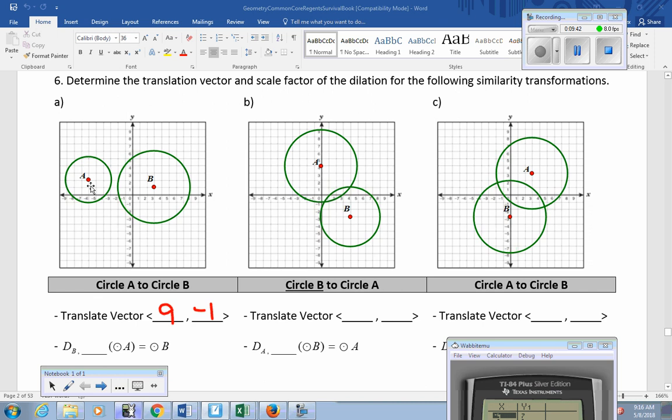Now the last part I need to figure out is how much bigger I have to make this circle. So I know I have to translate it by 9. I need to figure out the radius for each of these. In this case, this is 3 for a radius, and then the radius for B is 5. So if I want to make it the same size, I'm going to have to divide those two, which would make my scale factor 5 over 3. So it's a combination of a translation and a dilation to get those similar circles to be an exact match.